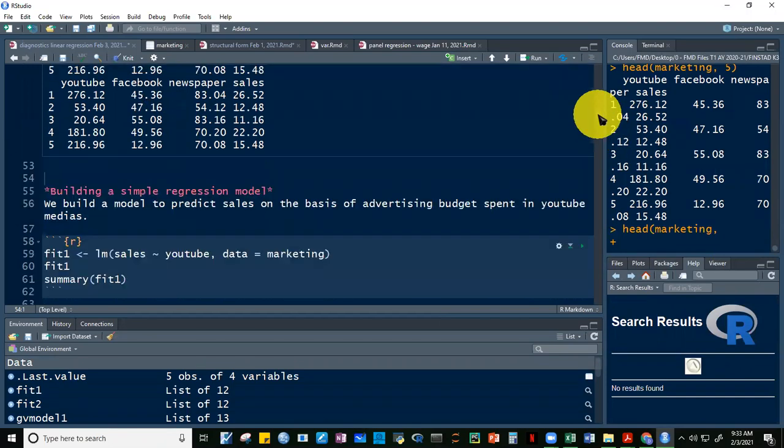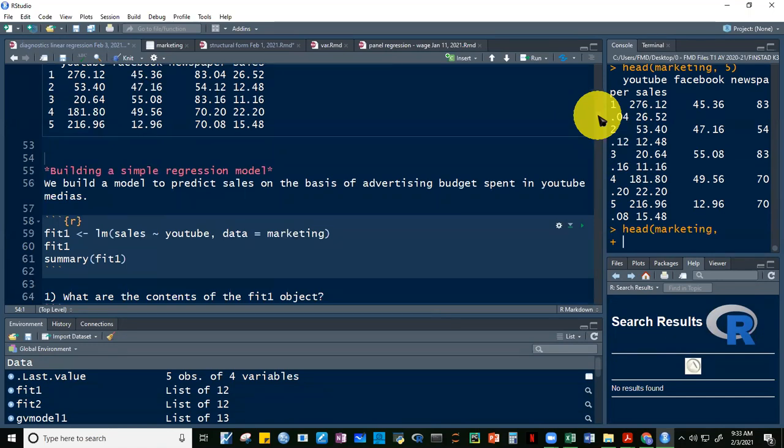All right, so let's now build a model where we want to establish the relationship between sales and YouTube. So you know this, guys, this is a very simple linear regression lang to. So let's call this object fit1 and then linear model, sales regress on YouTube, data is equal to marketing. So let's run this.